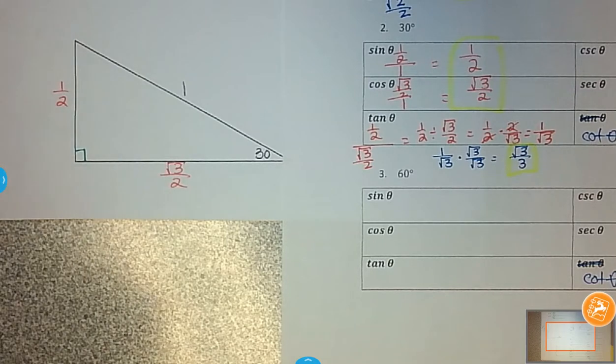All right, so go ahead and check your sine, cosine, and tangent for 30 degrees. If you have questions, let me know. If you need me to just make it bigger so you can see it better, I can do that too.